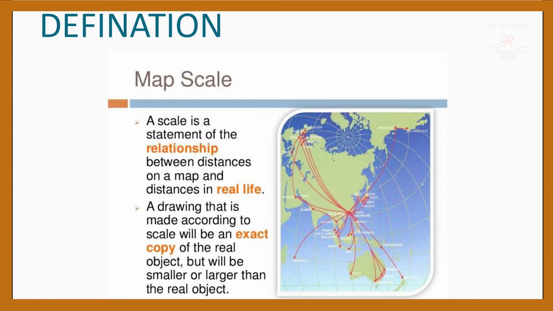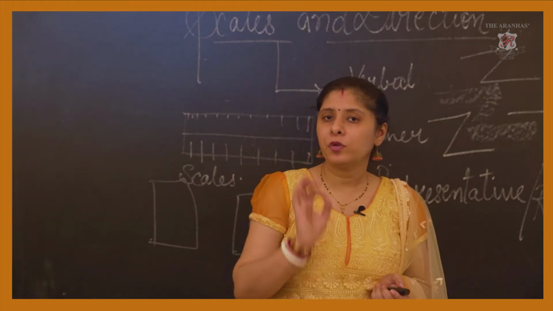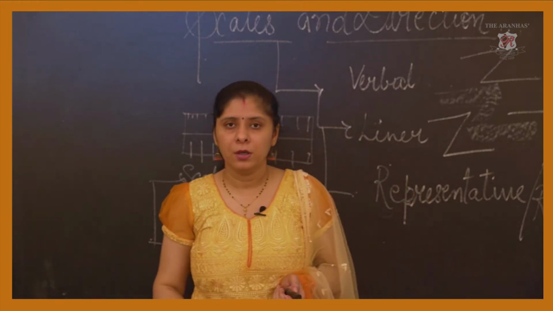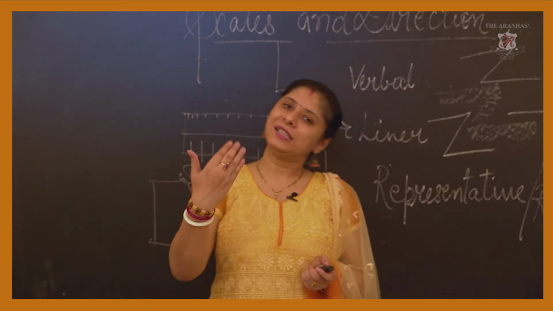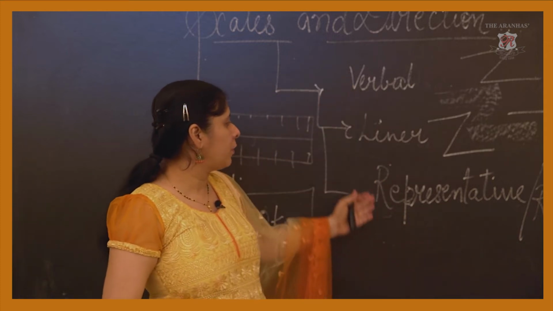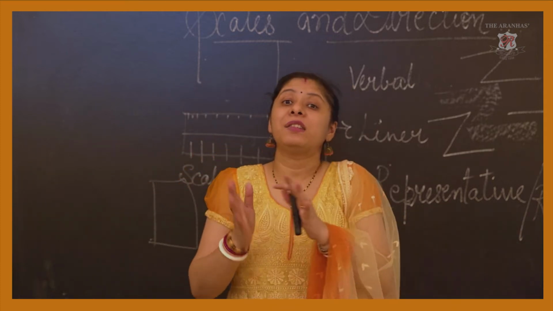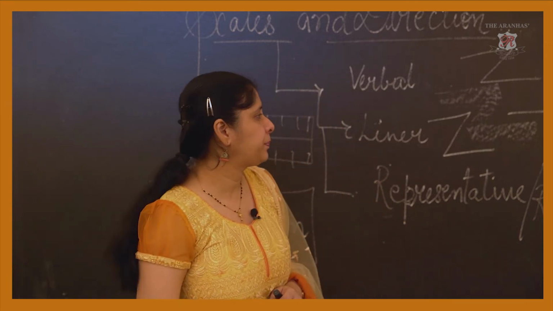So that's why, if we talk about what a map scale basically is, it is a statement of the relationship between the distances on the land and on the paper. And another thing is the exact copy of the object. So these two things we have to remember, so that when we go into detail about all these types, it will be easy for us to understand.